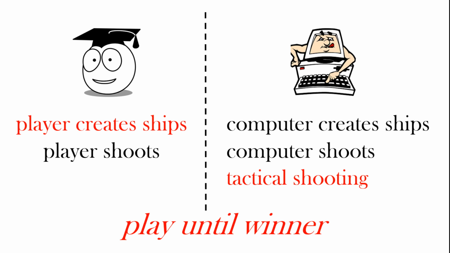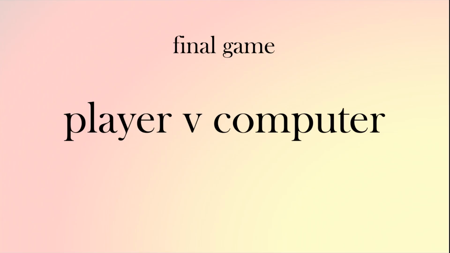So we've got you, the player, versus the computer. What's missing? We need the player to create the ships first. The tactical shooting can be improved. So we're going to improve that in the video and then we're going to play until there's a winner. Here's the final game, the player versus the computer.